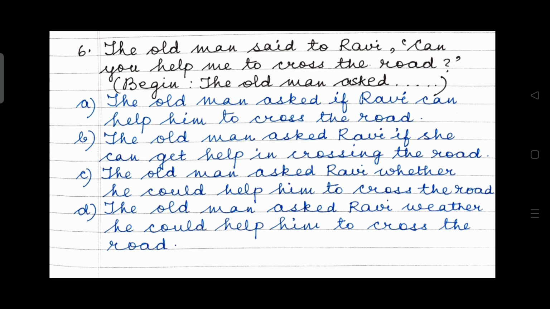Now let's come to B first. The old man asked Ravi if she can get help. Now see, the pronoun used for the old man here is she, therefore incorrect. Now coming back to options C and D, both appear to be exactly similar, but there is a very big difference between the two. One is correct and the other is incorrect.